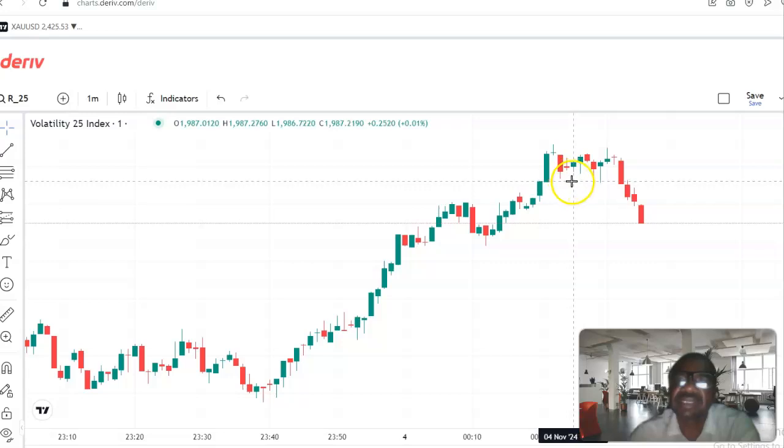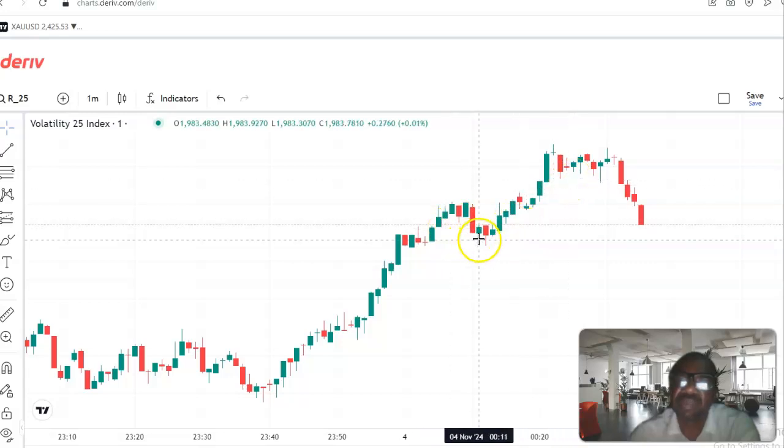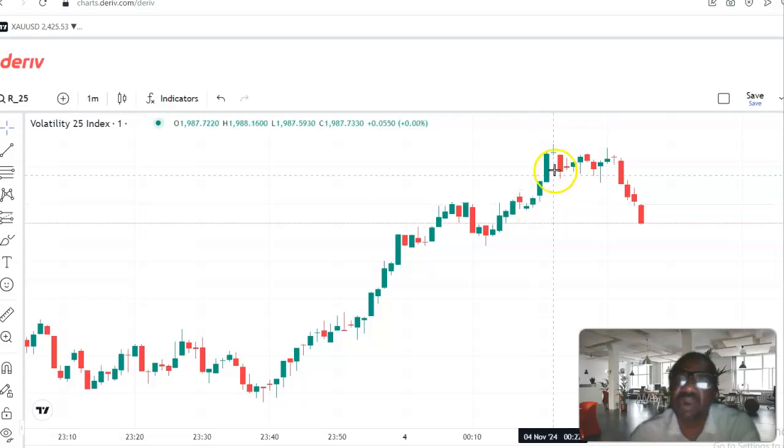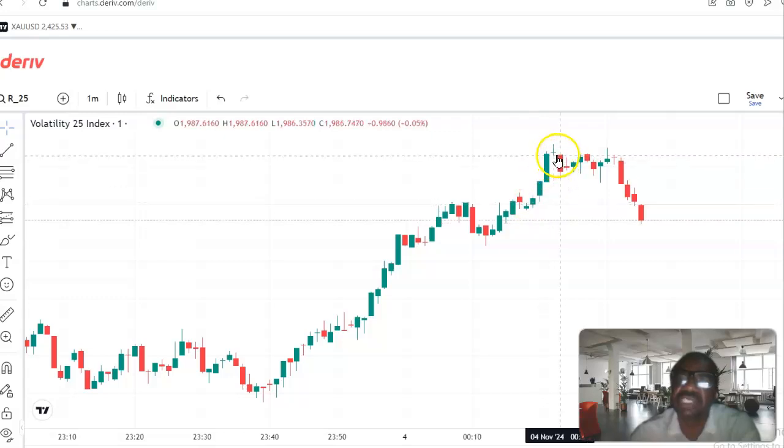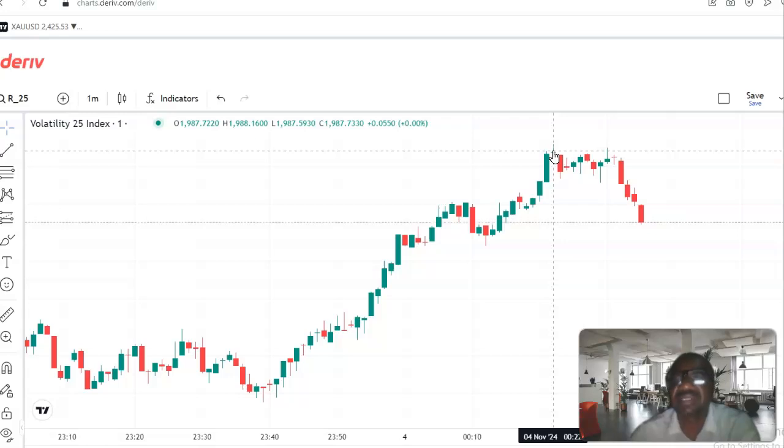Okay, look at this. Remember, the bulls are taking it. They took it up, up, up, up, up. What happened? Look at a doji here. So they use the doji here to reverse. Have you seen it? Look at the doji here.